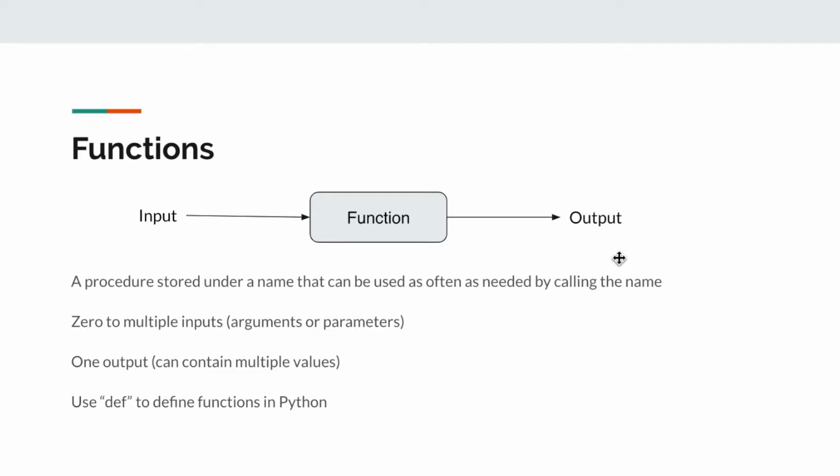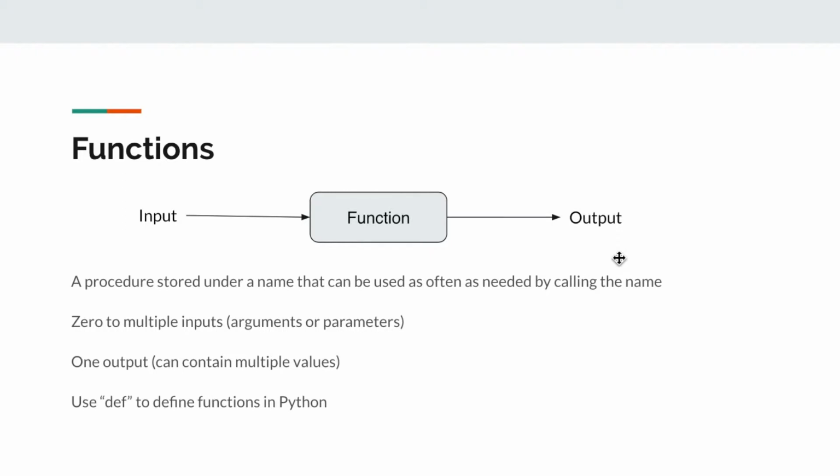In the programming perspective, a function is a procedure stored under a name that can be used as often as needed by calling the name. So the name is like the function box. We use functions in programming by simply calling the name of that function. The action is called a function call.